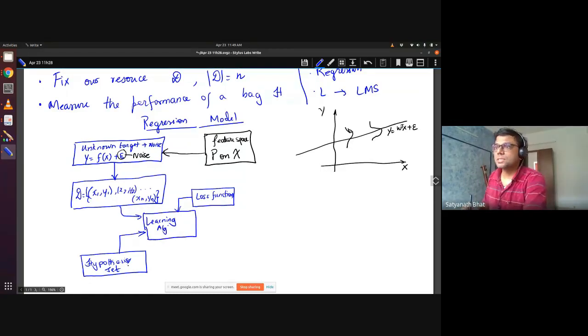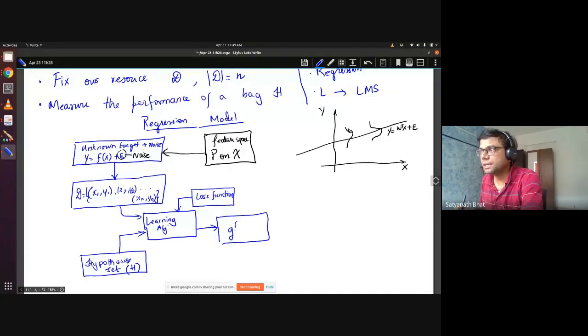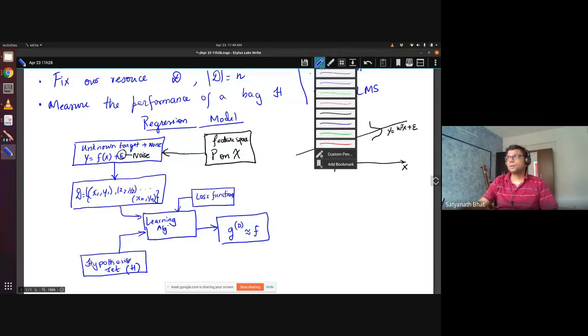Then there is a hypothesis set H. At the end of the learning algorithm, what you are hoping is that whatever you obtained, g_D, should be as close to f as possible. So let's try to compare and contrast with what we did for PAC learning.